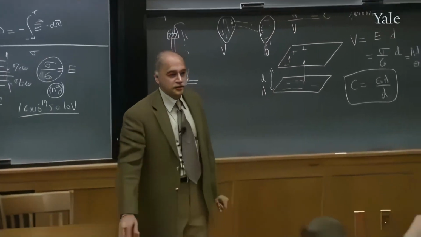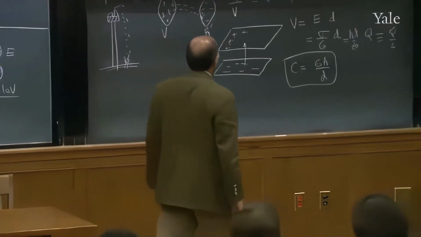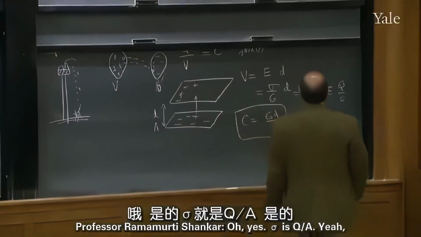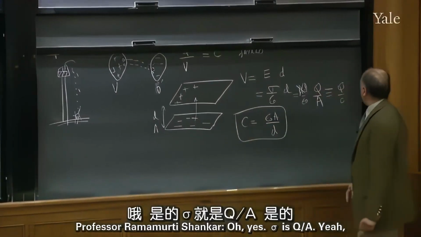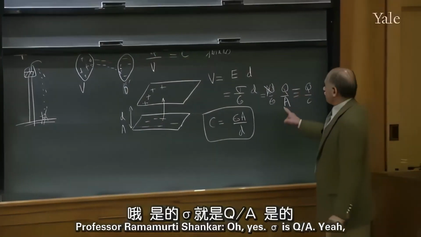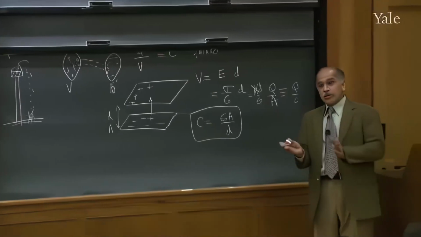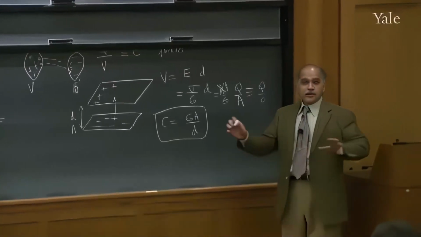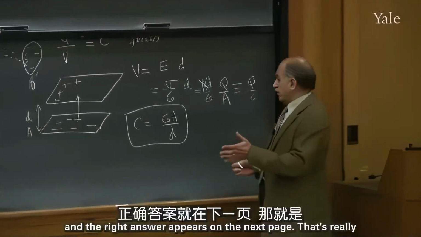Yes? Should that A be on the bottom for the A over epsilon naught? Oh, yes. Sigma is Q over A. Yeah, this is what comes from knowing the answer. This is what you guys do in the exam. When you turn that page, all kinds of stuff happens. Signs change, numbers change, and the right answer appears on the next page.